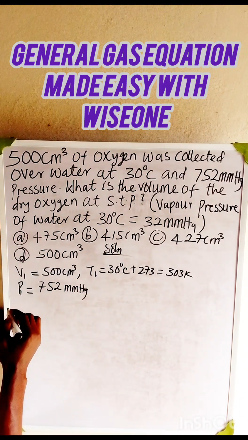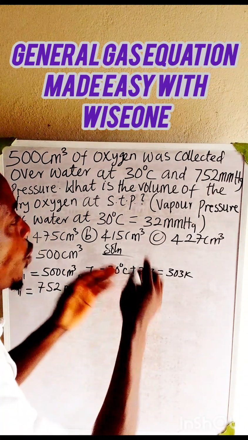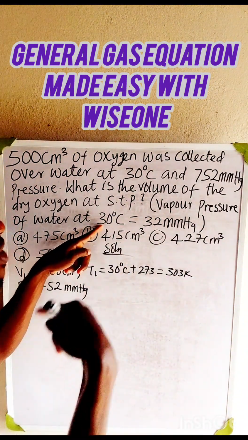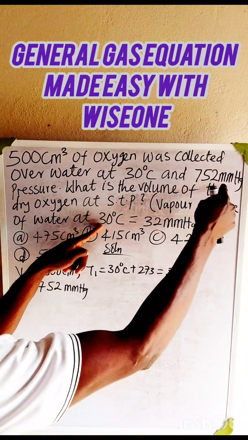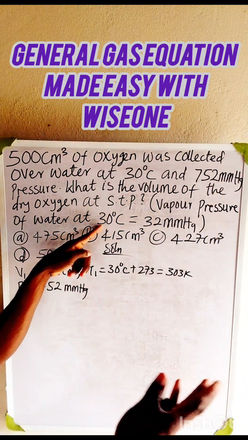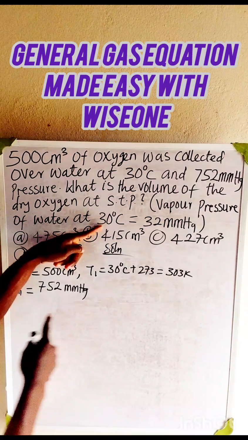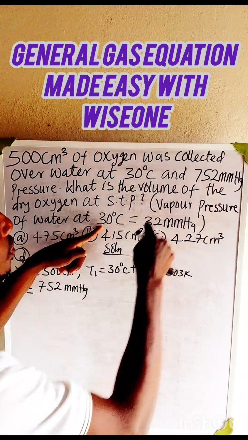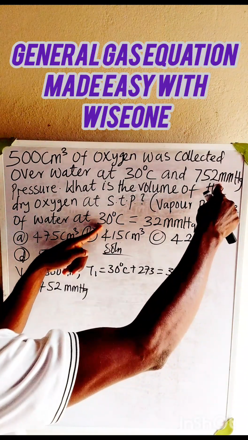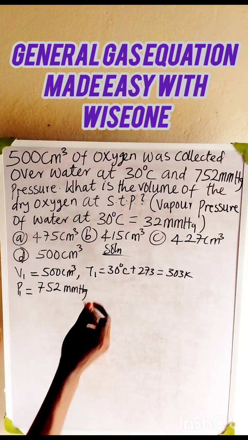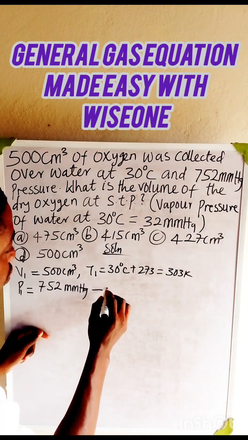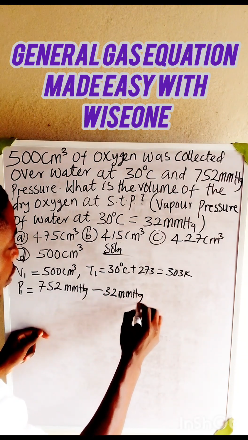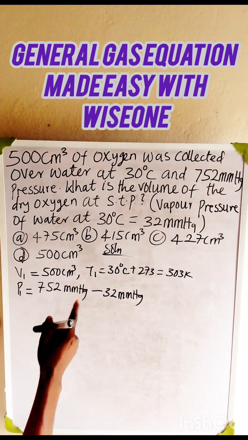Pressure. Now notice that we have been given the vapor pressure of water at 30 degrees Celsius, and the pressure that was given to us at 30 degrees Celsius was 752. To have the right value to use for our P1, we have to subtract this vapor pressure of water at 30 degrees Celsius from the one given in the question. So what we'll do is minus 32 millimeter mercury. That is the third thing that is given to us.